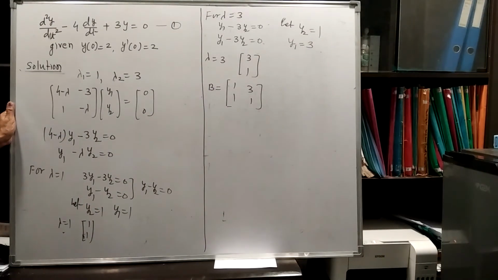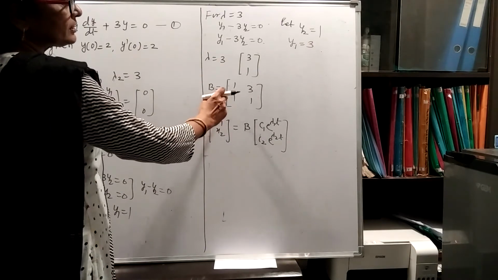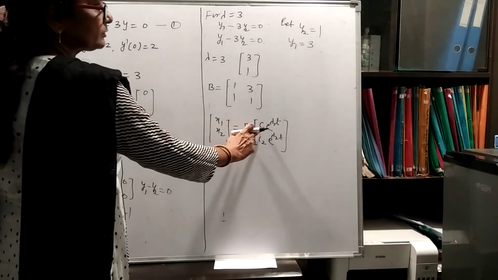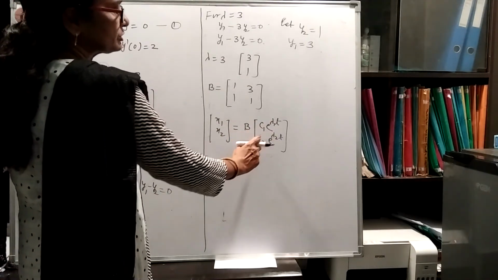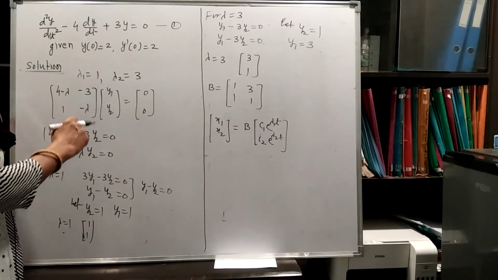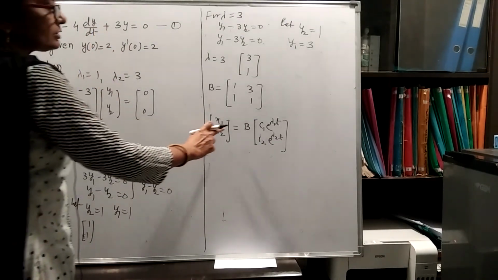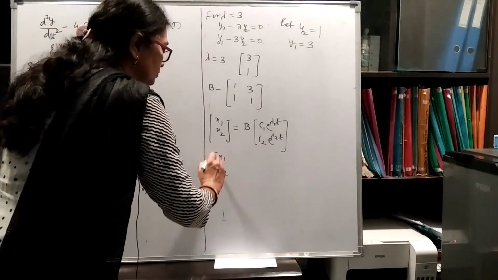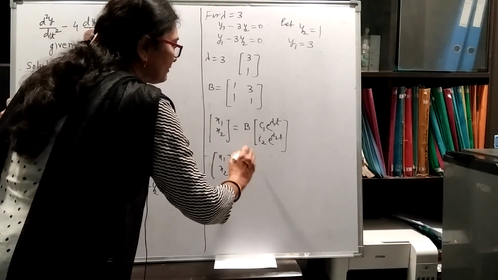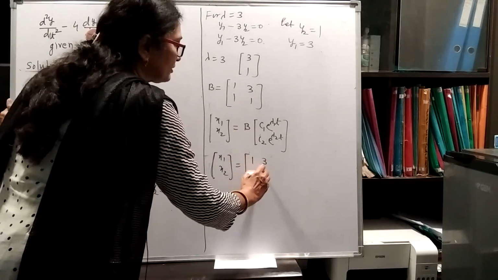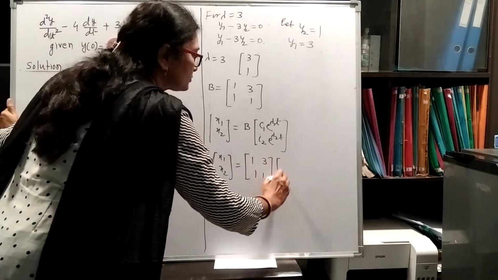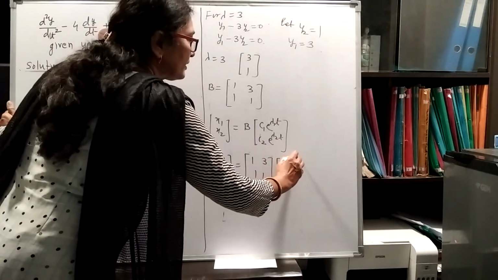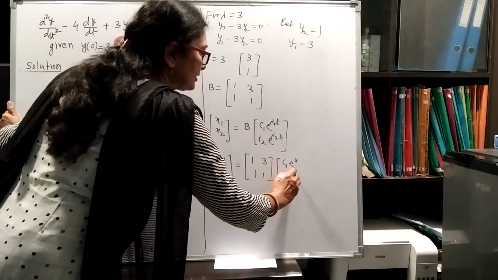Okay, now B is the modal matrix and the solution of this equation is x1 x2 is equal to B into c1 e to the power of lambda 1 t, c2 e to the power of lambda 2 t. This is the solution for equation number 1. So we put the value of B, that is 1 3 1 1, and c1 e to the power of t, since lambda 1 is 1, and c2 e to the power of 3t, since the value of lambda 2 is 3.